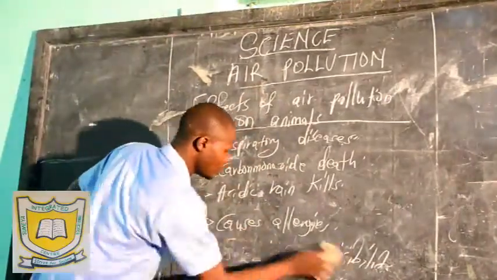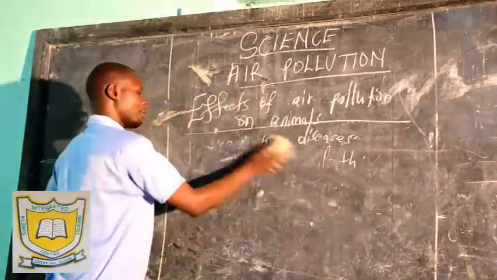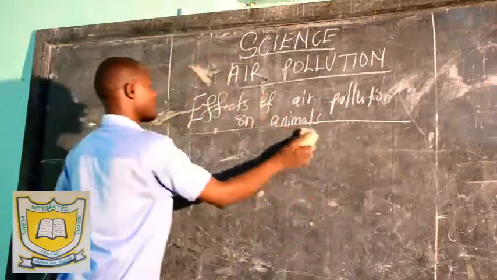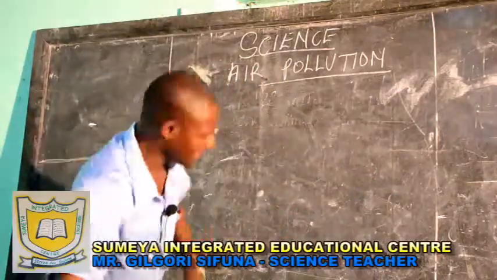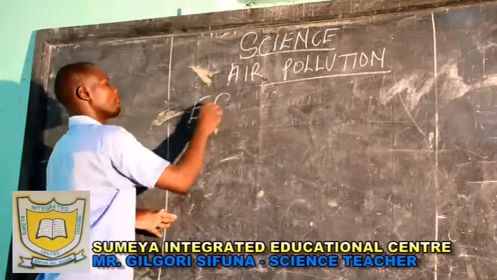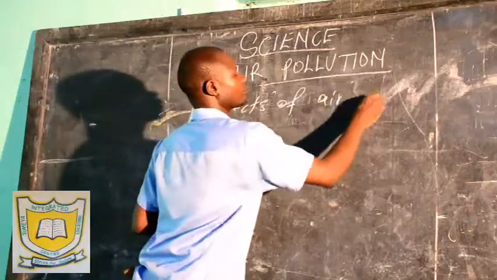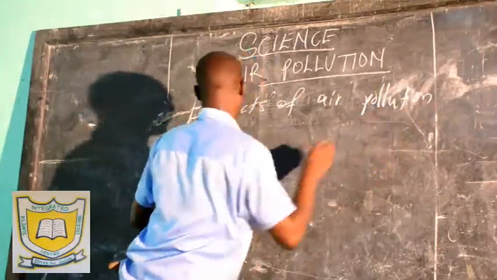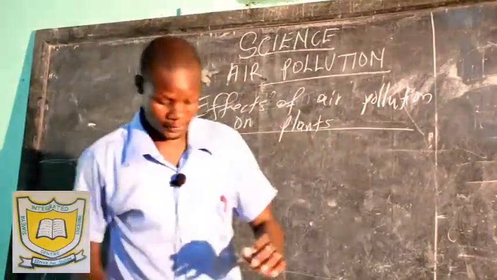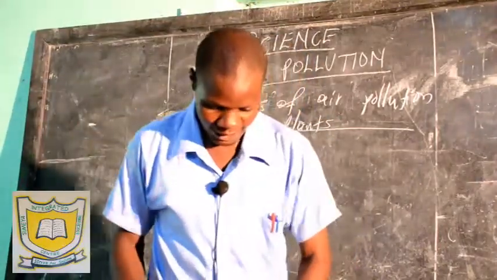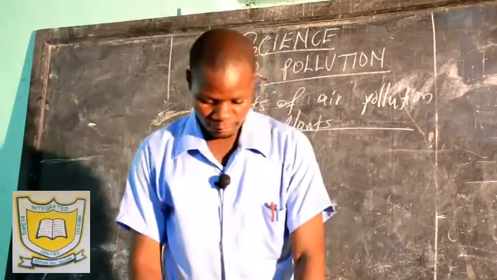Now let us talk about how the polluted air can affect the plants. Are plants also affected? Yes. In which way? We will have to discuss it here. Effects of air pollution on plants. In which ways? These are the ways in which the plant is also affected.